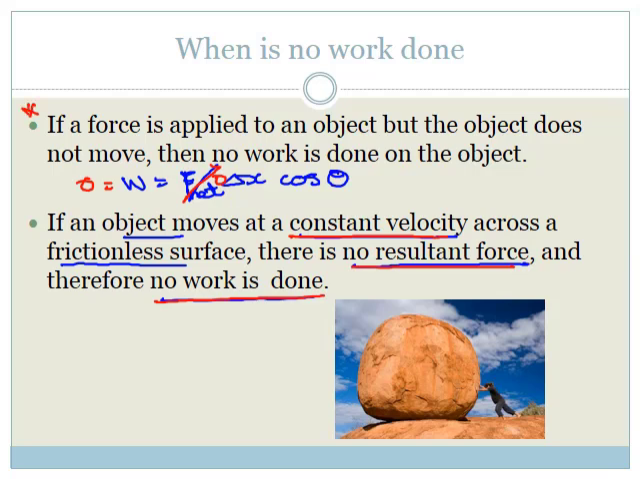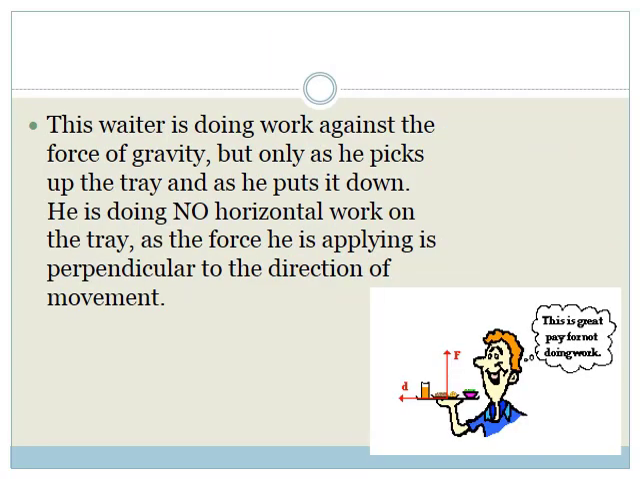And those are two cases when no work is done, and those two are very important. Let's look at this example. Here we have little waiter, let's call him Harry, and Harry is carrying a tray. So now if you think about it, Harry lifts up the tray, and when he lifts up the tray, he's working against the force of gravity, okay? But once he's lifted it up and he's walking this way, he is carrying that tray in this direction, but he's holding it up. So do you see that the force that he's applying and the direction he's moving are at right angles to each other?